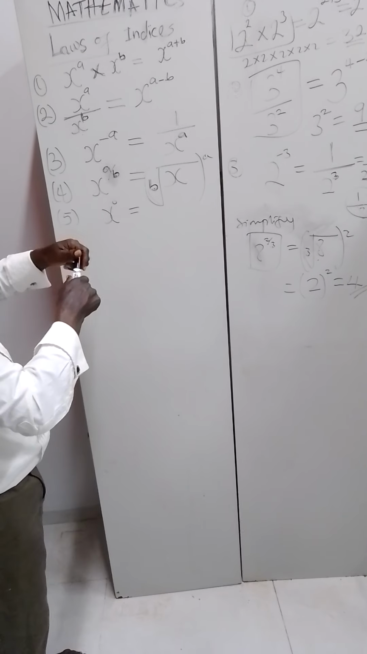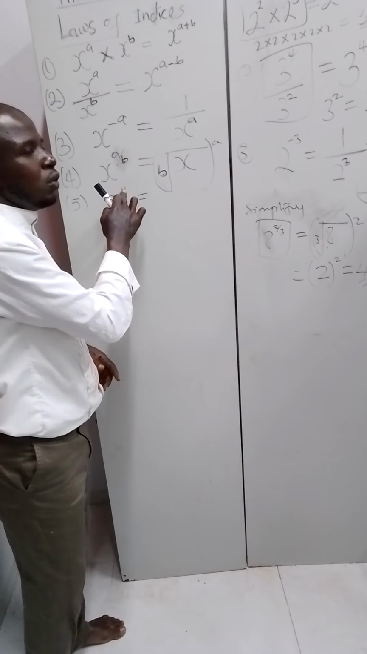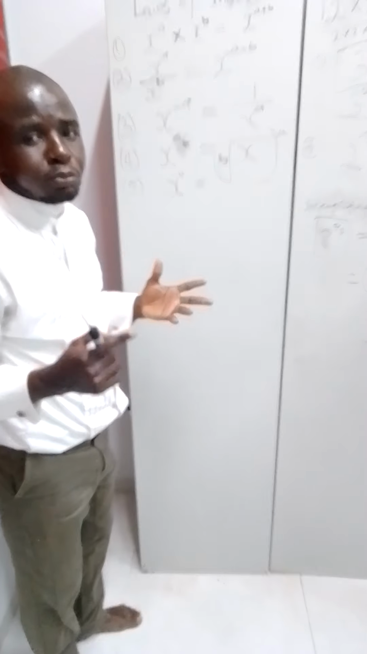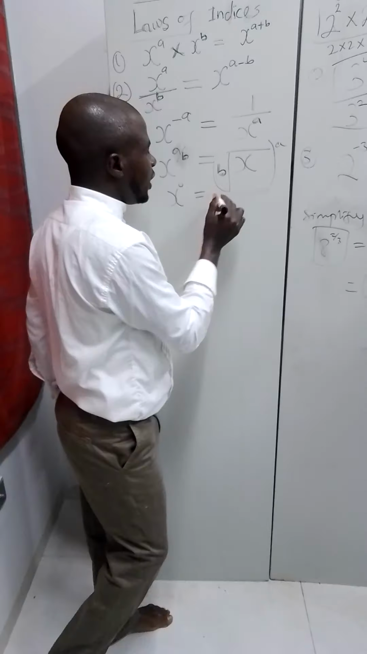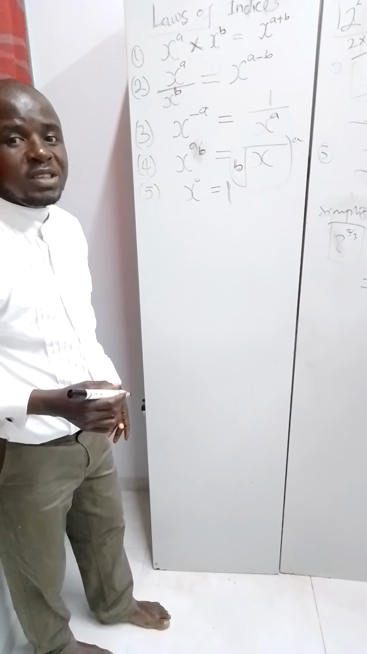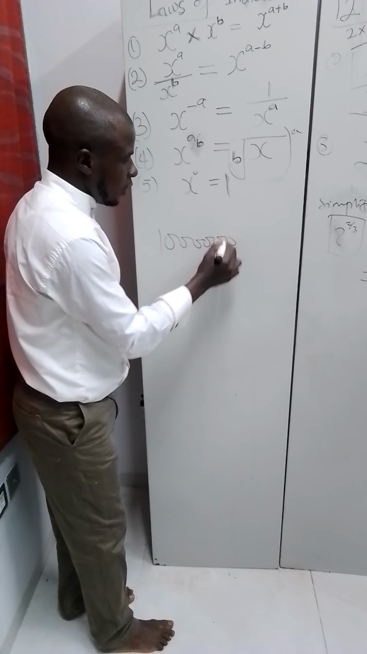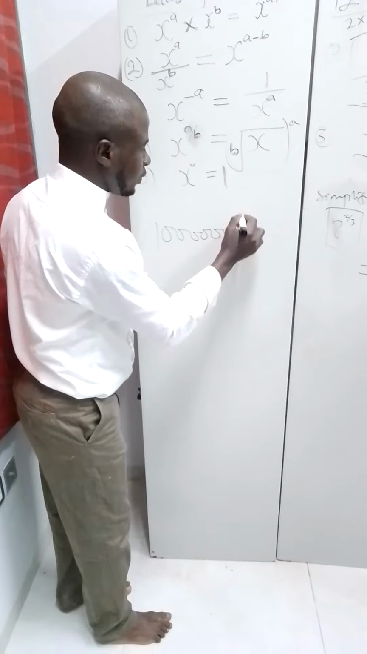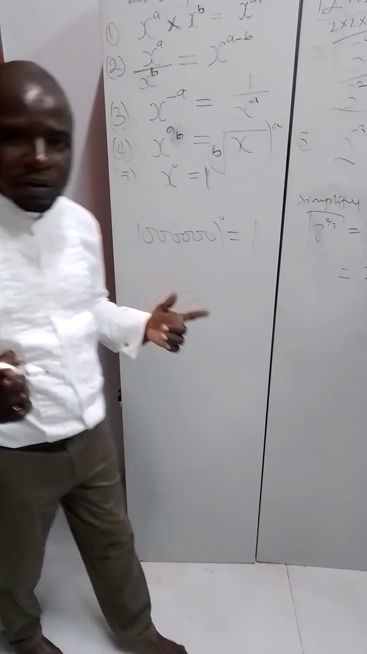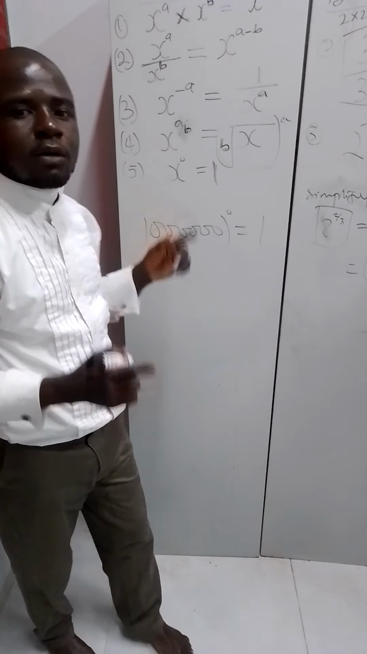Then we go to the last law. The last law is x raised to power 0. Anytime you are working in mathematics and you see anything raised to power 0, the final answer simply equals 1. It's 1. Even if you have 1 million raised to power 0, the final answer still remains 1. I believe that is clear to us. That is the application of the last law, law number 5.